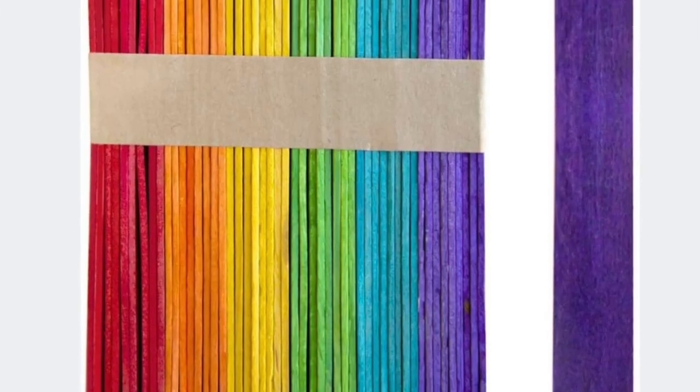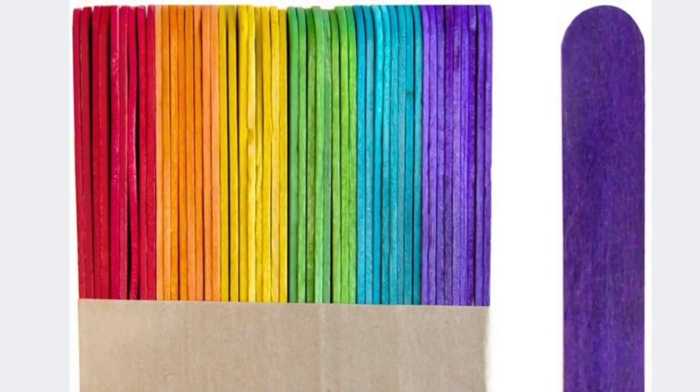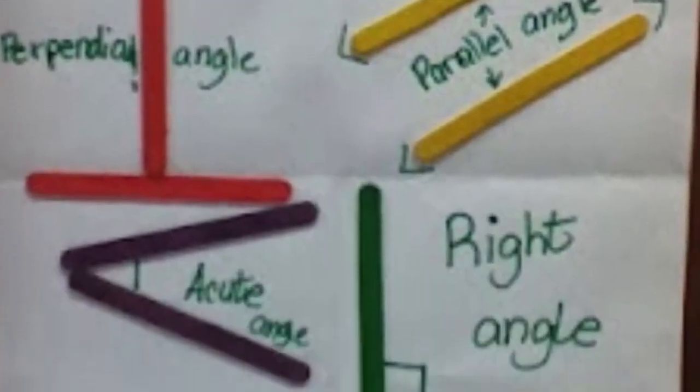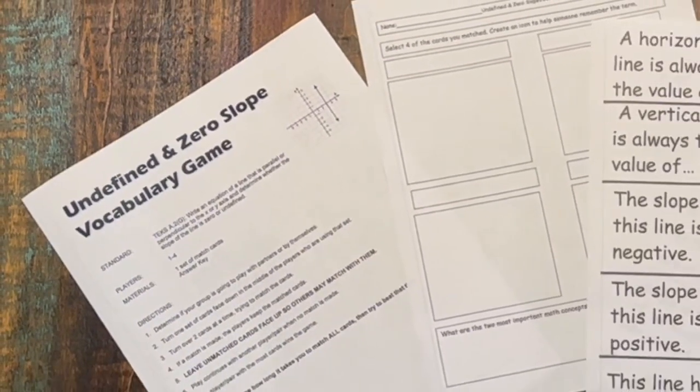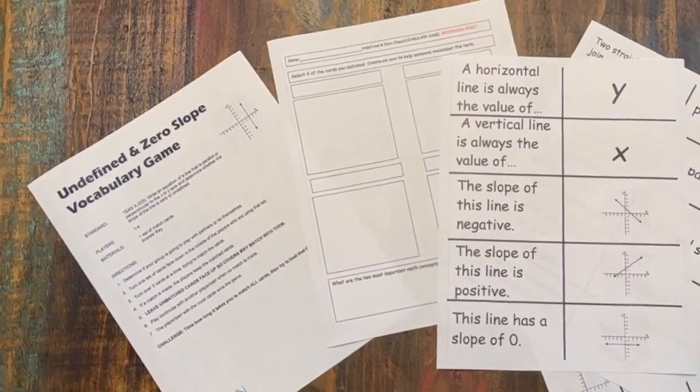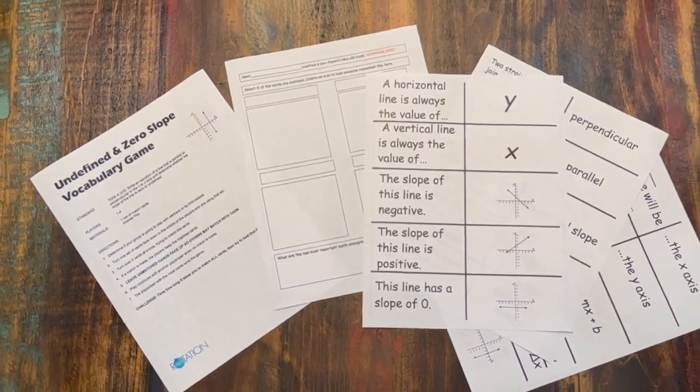If you don't have Anglegs, just grab some popsicle sticks and make the lesson hands-on. All right, time for some action. Our undefined and zero slope match game takes learning to the next level.